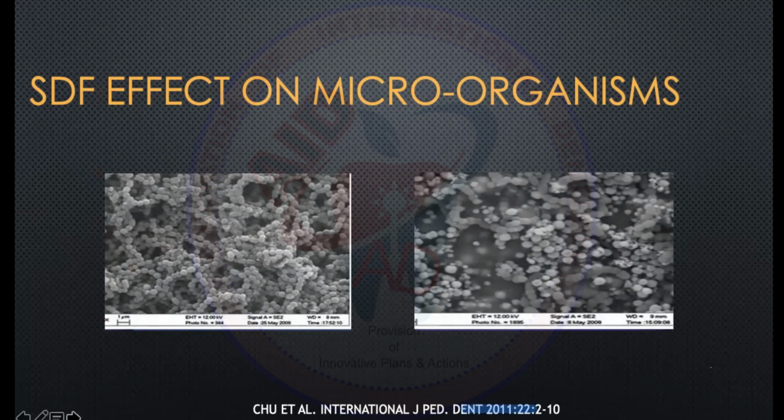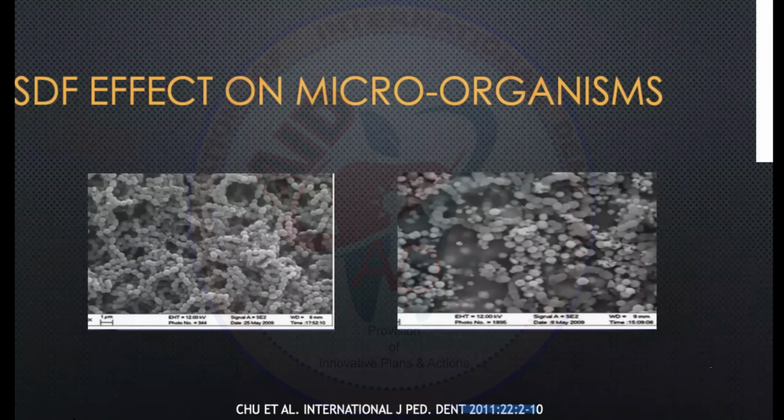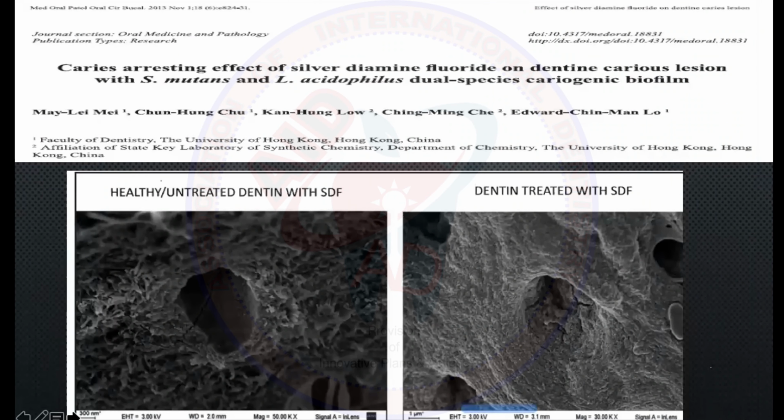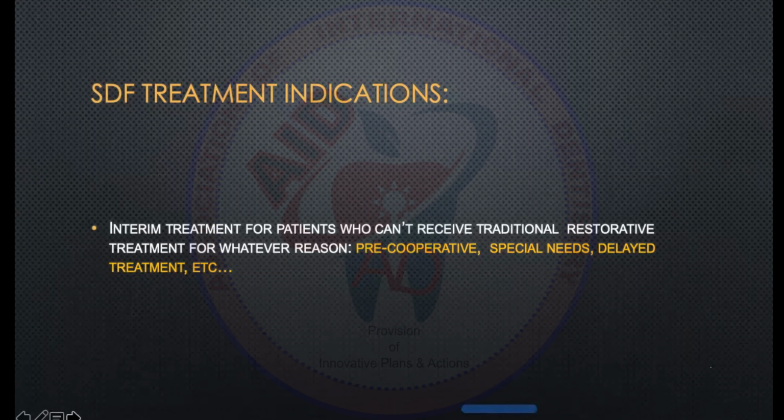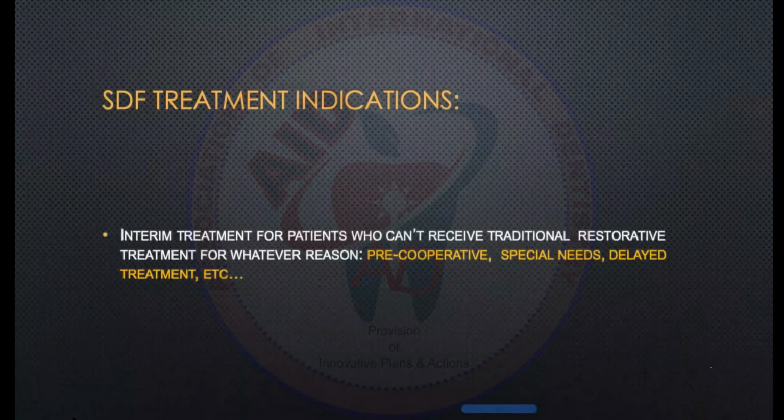If we look at one of the studies on the effect on the microorganisms or the biofilm, this is one of the pictures for Streptococcus mutans, and you can see how effective it is in reducing the number of microorganisms. And then the dentine before and after treating with silver diamine fluoride. This is one of the studies which has been done, and you can see how the dentine changes. There are no dentine tubules after this application. The dentine becomes absolutely hard. This treatment is indicated for pre-cooperative and special children and wherever you want to delay the treatment.